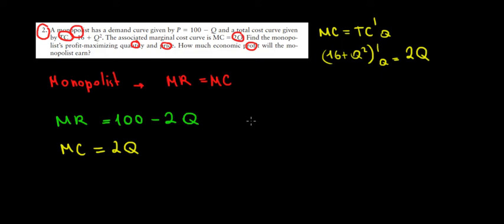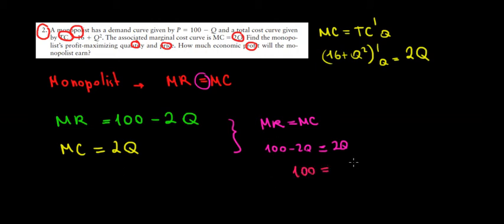Marginal revenue, marginal cost, we can make them equal to work out the profit maximizing quantity. So marginal revenue equals marginal cost, meaning that 100 minus 2q is going to equal 2q. If you work out the math over here, we will have 100 equals 4q, meaning that the profit maximizing quantity is going to be equal to 25 units. So the monopolist might sell 25 units on the market.